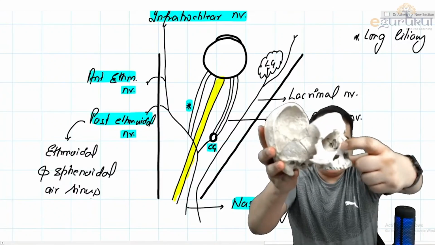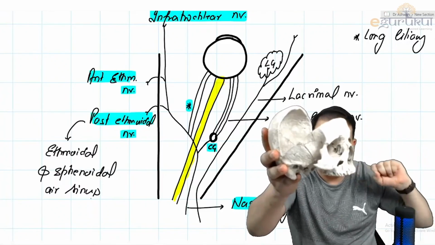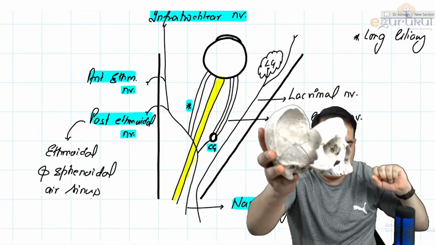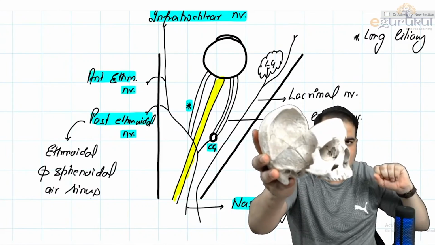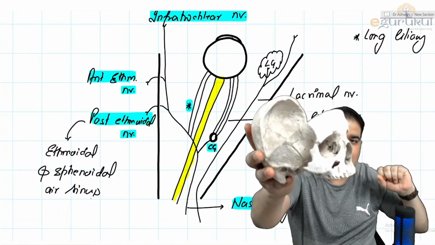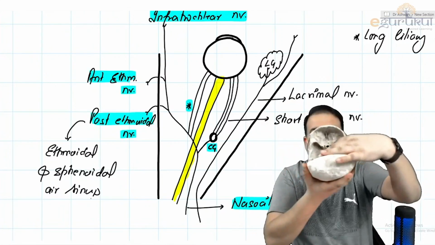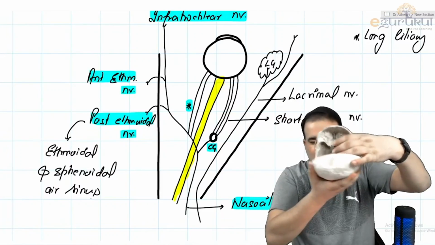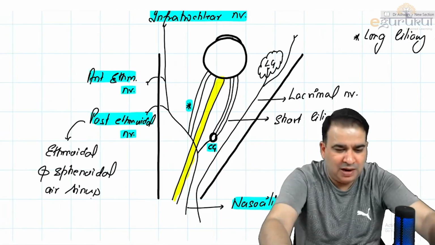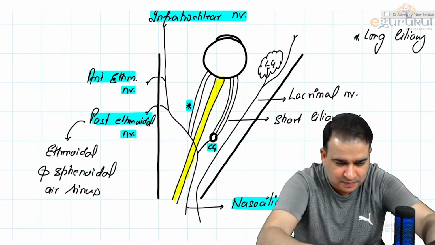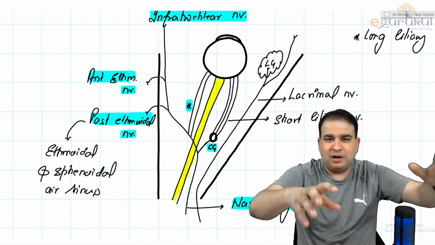Can you see those sinuses over there, beta? On the medial wall of the orbit, you can see some sinuses present there, and those sinuses are the ethmoidal air sinuses. And there is another sinus which is present somewhere here inside, that is called the sphenoidal. So it is going to supply both ethmoidal as well as sphenoidal air sinus.